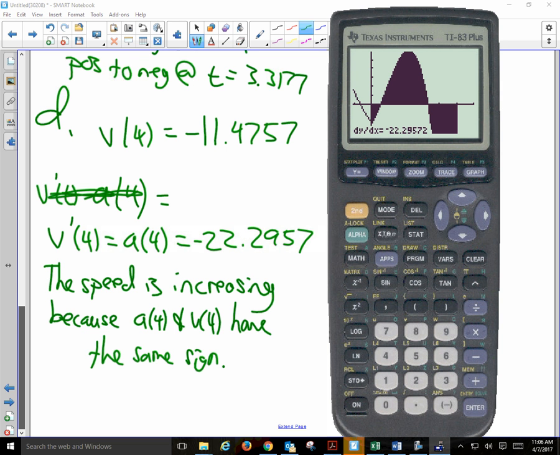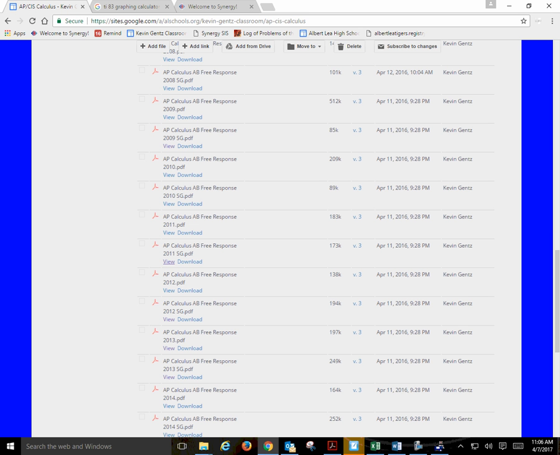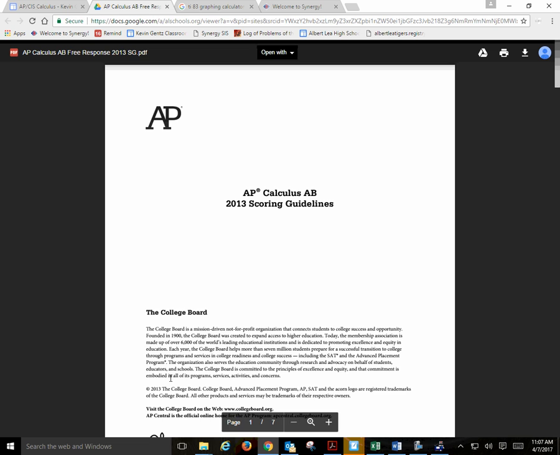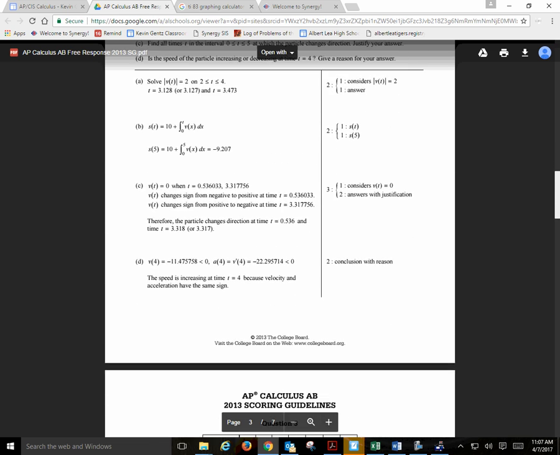Anyway, okay, so let's check the answer key and see how we did. So I'm going to go to this page right here, which year are we in? 13 SG for scoring guide. I click view, and I'm going to look at number 2, and let's see if we find any inconsistencies here. For 1, it says 3.128 and 3.473. First of all, you have to consider, did we write this down? And we also wrote minus 2 equals 0.